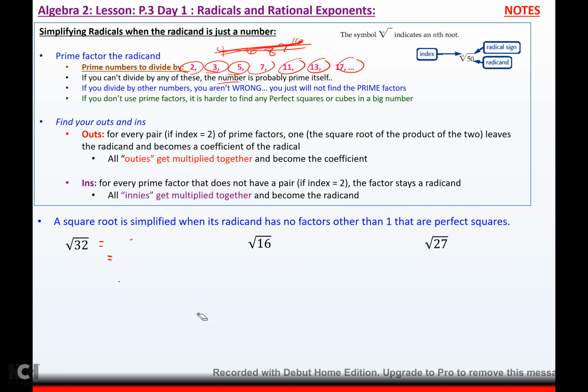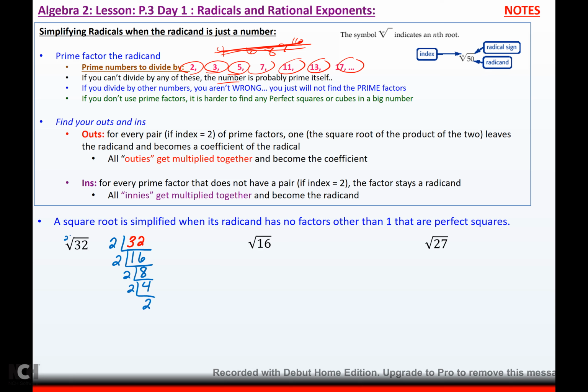This way might be a little bit longer, but I don't have to think as much. If I just prime factor my 32, which means I only divide by primes. If it ends in an even, start with 2 and keep going with 2 until you can't go with 2 anymore. 2 goes into 32 16 times. 2 again goes 8. 2 into 8 goes 4. 2 into 4 goes 2.